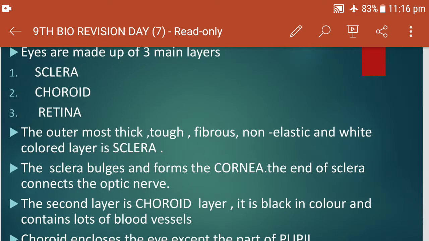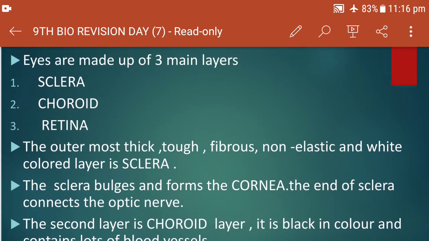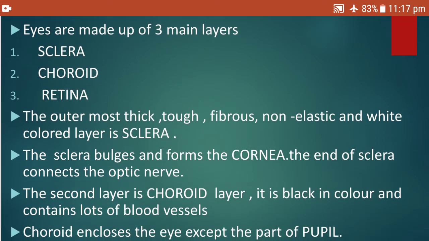So let us revise. The eye is made up of 3 layers: sclera, choroid and retina. The outermost thick, tough, fibrous, non-elastic and white colored layer is the sclera. The sclera bulges and forms the cornea. The end of the sclera connects with the optic nerve. The second layer is the choroid layer. It is black in color and contains a lot of blood vessels.